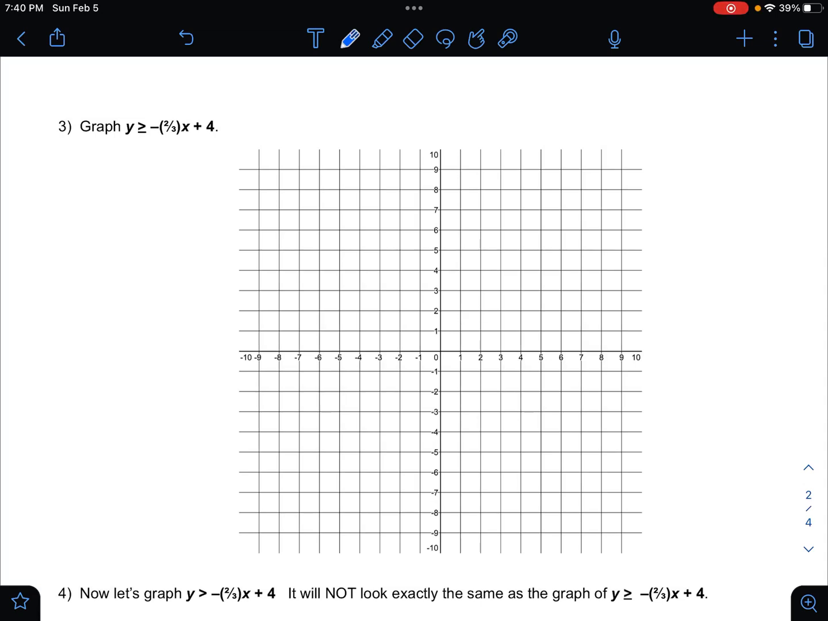All right, let's try a little bit more practice with graphing an inequality. So let's look at this inequality here, and we'll notice that this symbol right here is greater than or equal to.